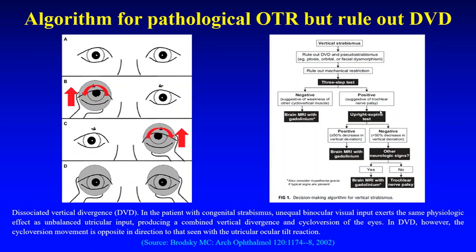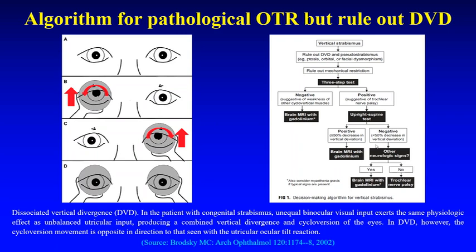If it is positive, with more than 50% decrease in vertical deviation, brain MRI with gadolinium is important because we need to know the cause of the acute skew deviation. If it is negative, that is less than 50% decrease in the vertical deviation, and other neurological signs are not present, then it is trochlear nerve palsy. If they are present, then brain MRI.